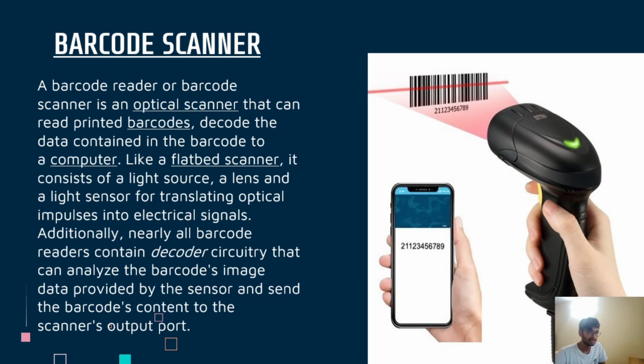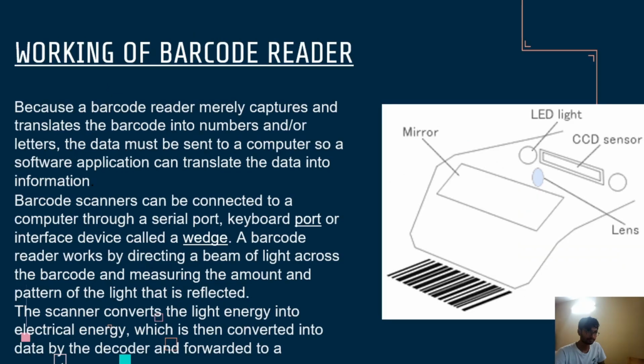Barcode scanner. A barcode reader or barcode scanner is an optical scanner that can read printed barcodes, decode the data contained in the barcode to a computer. Like a flatbed scanner, it consists of a light source, a lens, and a light sensor for translating optical impulses into electrical signals. Additionally, nearly all barcode readers contain decoder circuitry that can analyze the barcode's image data provided by the sensor and send the barcodes contained to the scanner's output port.